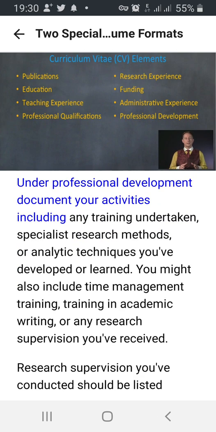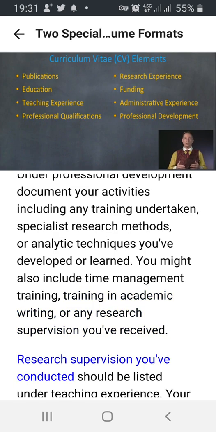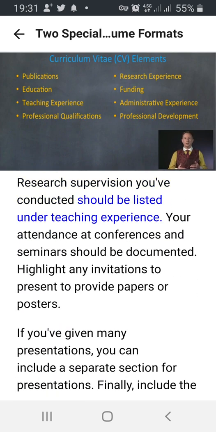Under professional development, document your activities, including any training undertaken, specialist research methods or analytic techniques you've developed or learned. You might also include time management training, training in academic writing, or any research supervision you've received. Research supervision you've conducted should be listed under teaching experience.